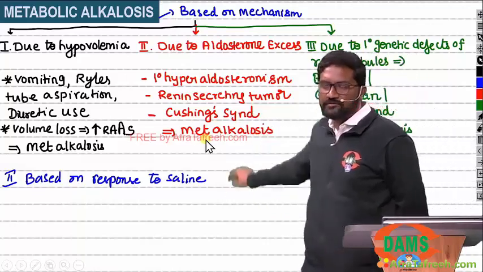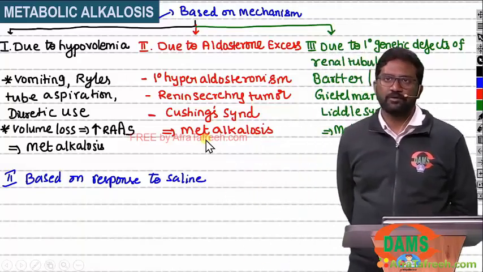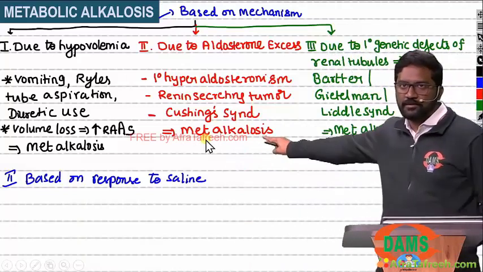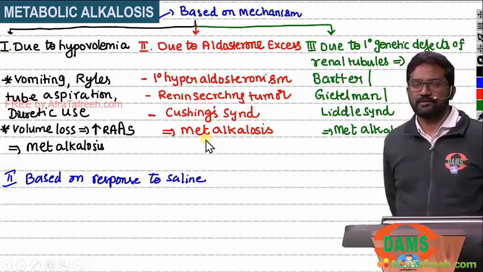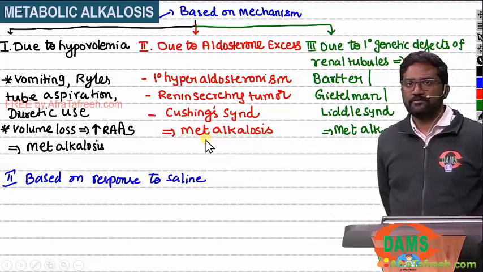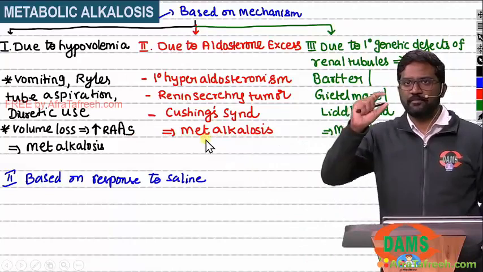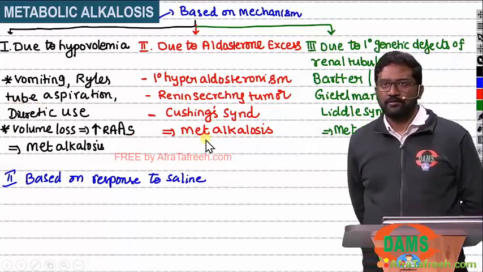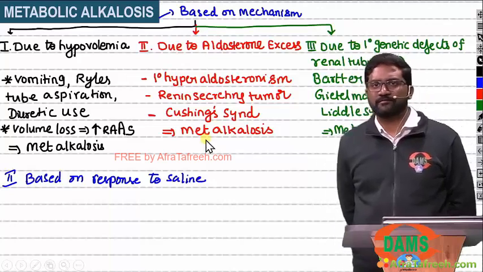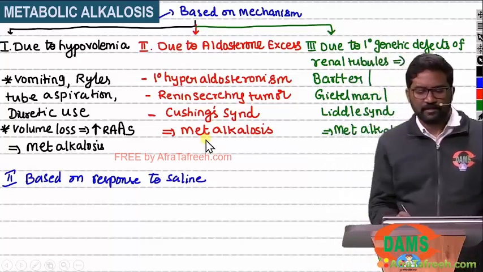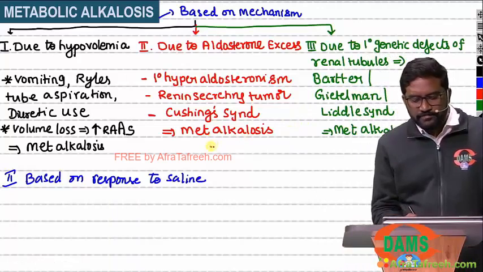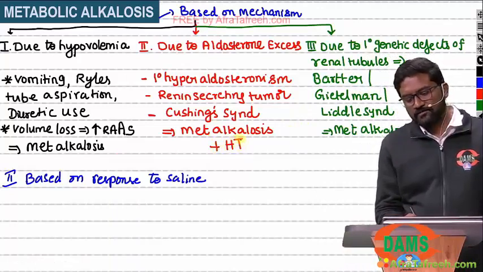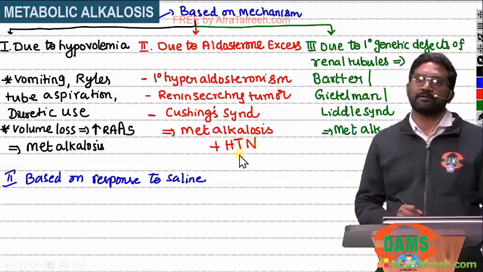Now this Cushing syndrome is not mineralocorticoid excess. It is glucocorticoid excess. But the end result is metabolic alkalosis. What is the reason? Even these glucocorticoids will have some amount of mineralocorticoid activity. So in all this, the end result is metabolic alkalosis. And point to remember, along with metabolic alkalosis, these patients will have hypertension.